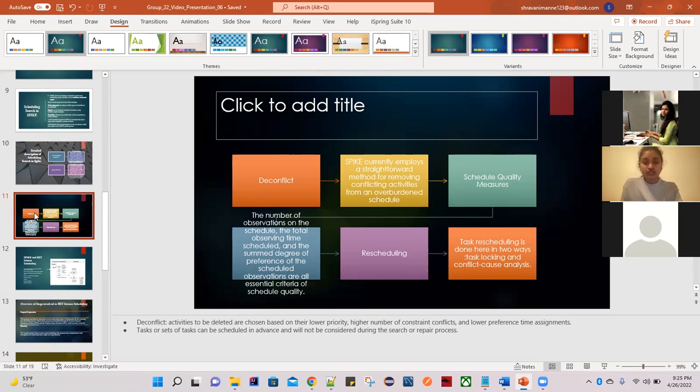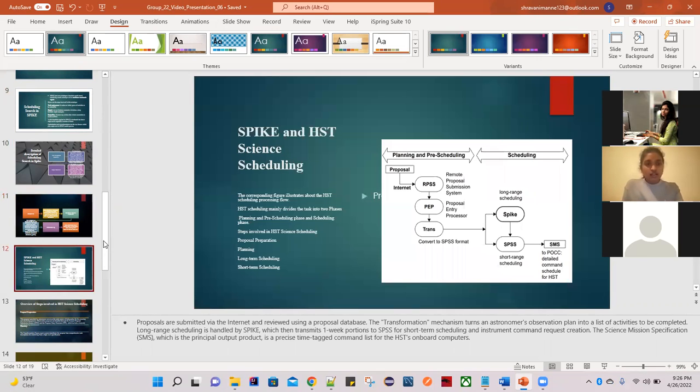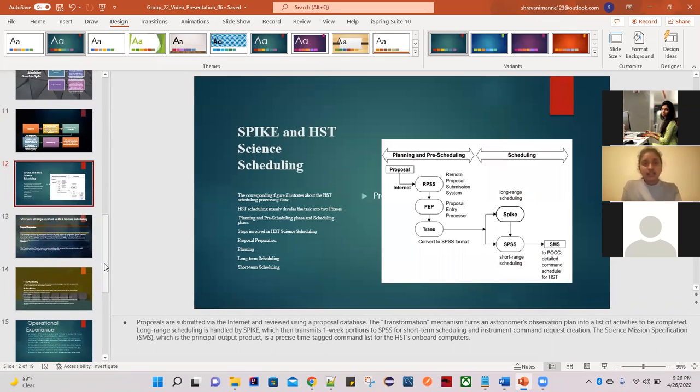Tasks or the set of tasks can be scheduled in advance and will not be considered during the search or any repair process. Coming to the next slide, Spike and HST science scheduling. The corresponding figure illustrates the HST scheduling process flow.